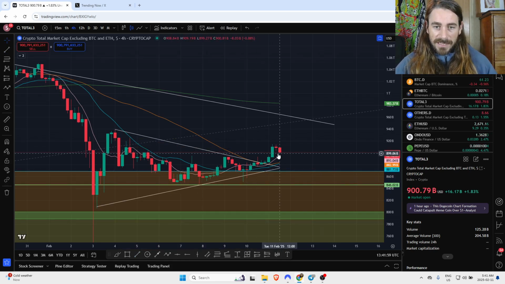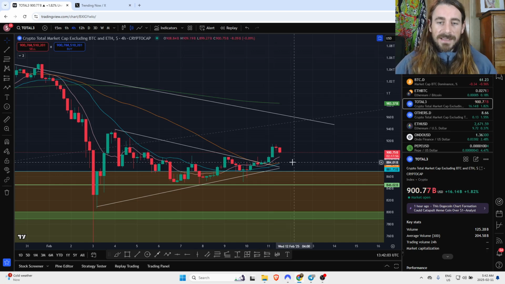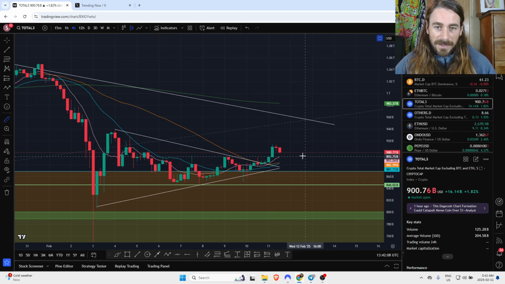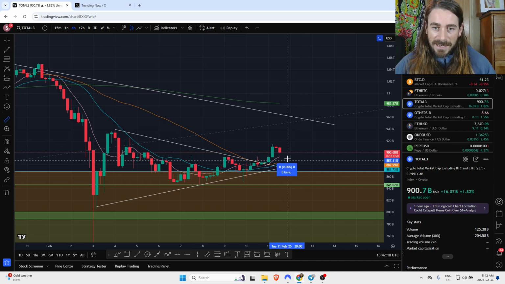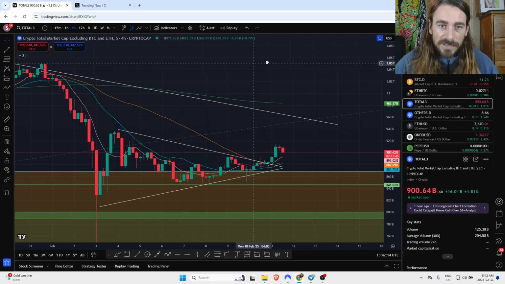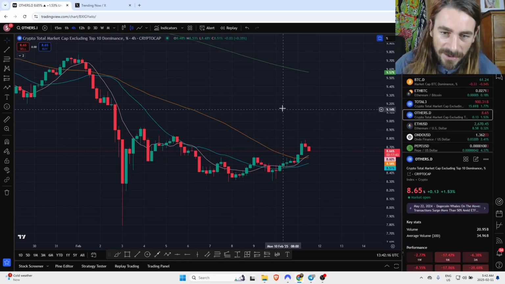As long as we can hold these lows here, we can hold support right around here, put in that higher low, then I think we can attack this trend line here. That would be, if we came back, retested it, bounced, that's a 10% move for Total 3 there. So just watching that, keep an eye on Total 3.